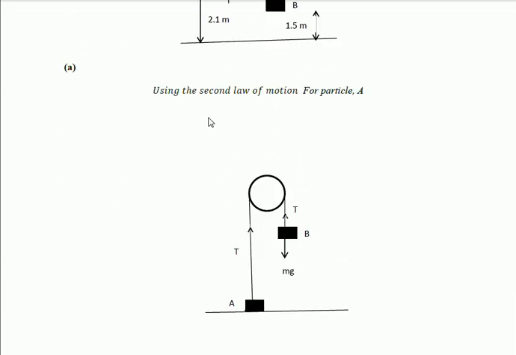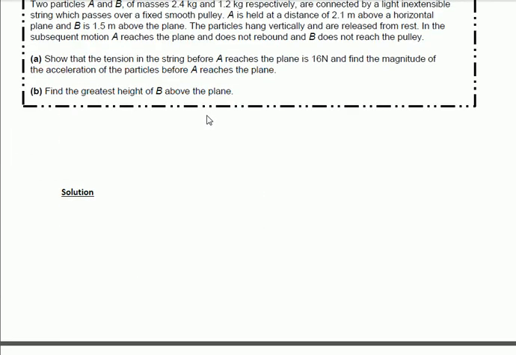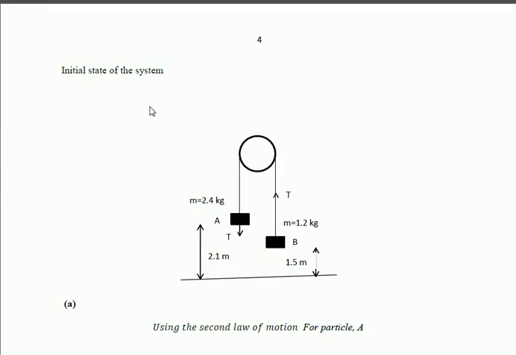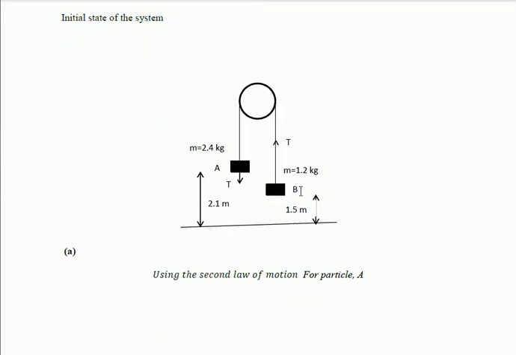In part B, find the greatest height of B. First of all, I shall explain how we find the greatest height of B. When particle A reaches the plane, particle A will have moved 2.1 meters up to the ground and particle B will move upward the same distance, 2.1 meters.